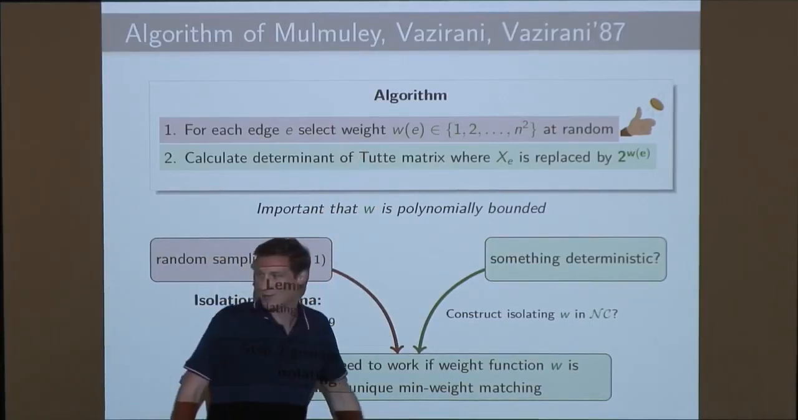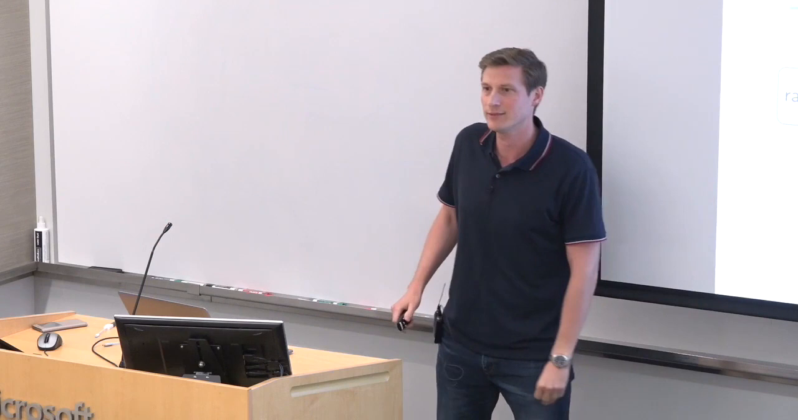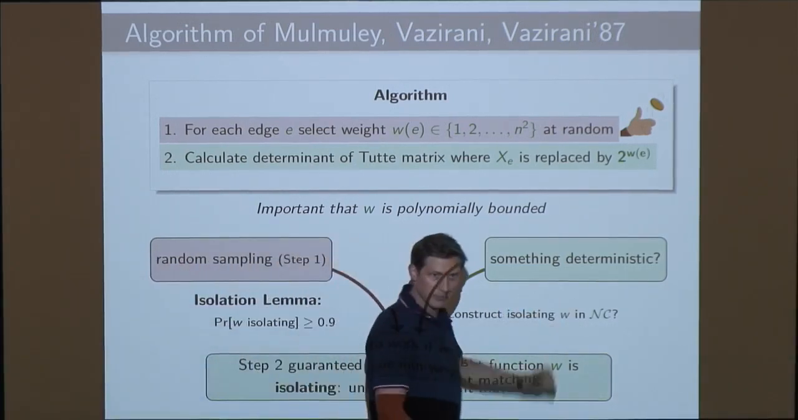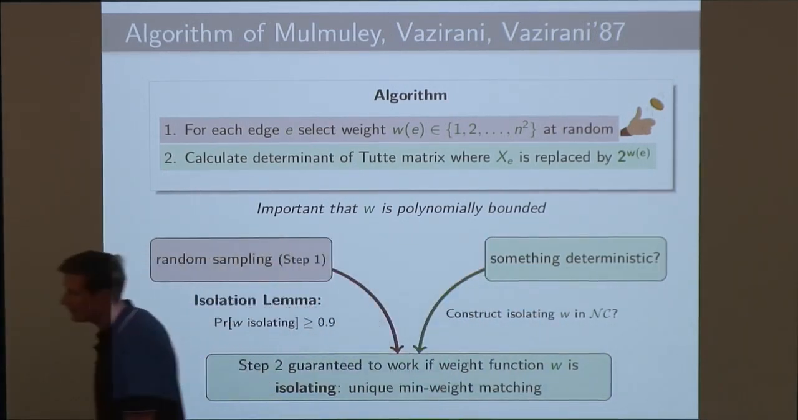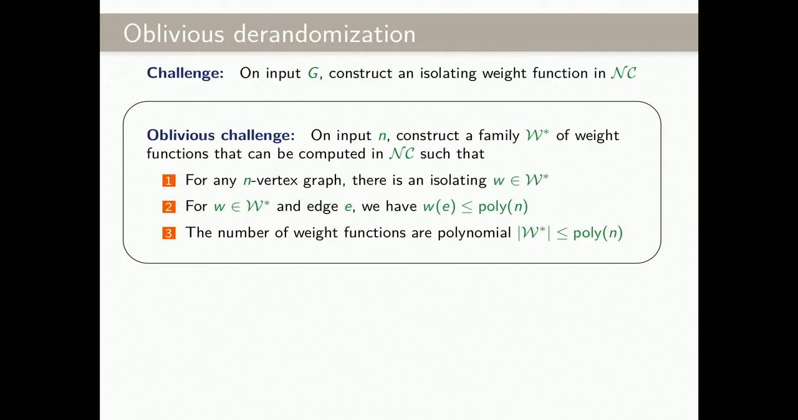So now, if we want to do something deterministic, all that we have to do is to replace this first step that selects the edge weights at random with something deterministic. And then we know that we have a deterministic algorithm that runs in parallel. Of course, it's important that we can compute that weight function in parallel. So that's our challenge. On input G, construct an isolating weight function in NC.